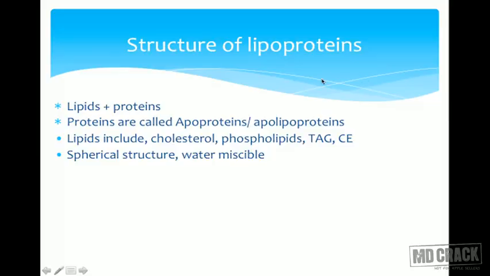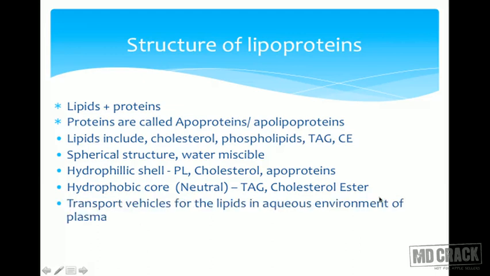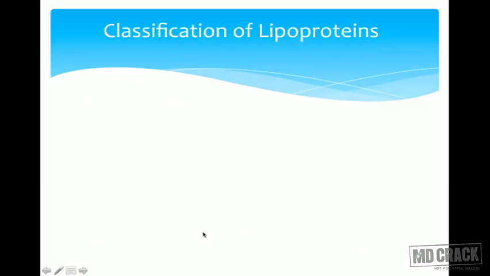So let's go further. Now these all have hydrophilic shells, as I said, phospholipids, cholesterol and apoproteins. The hydrophobic core is usually neutral, with triacylglycerol and cholesterol esters. And these are the transport vehicles for the lipids in the aqueous environment of plasma. So how are these lipoproteins classified? We know from the beginning, so many times you have heard of this. There are 5 major classes.